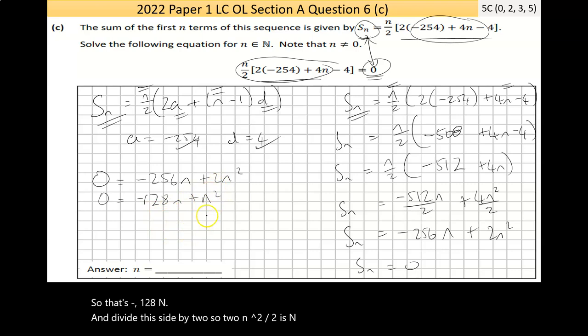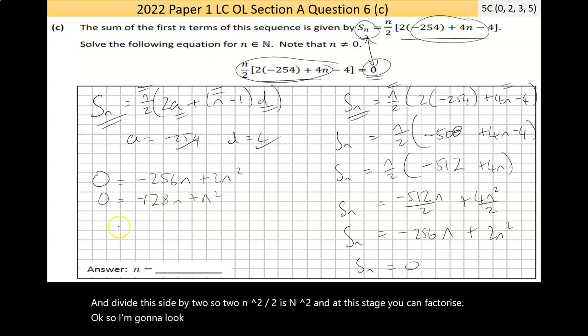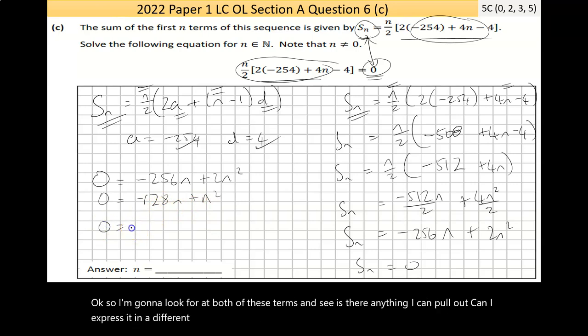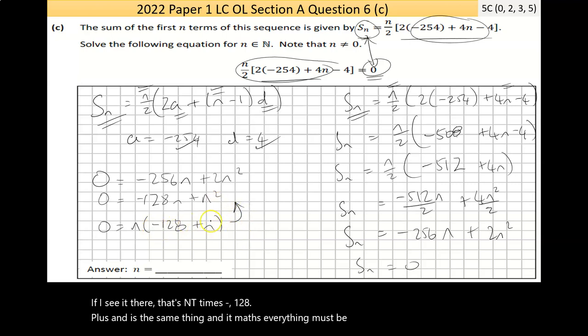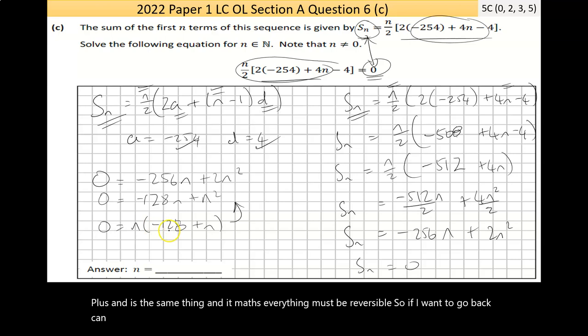At this stage, you can factorize. So I'm going to look at both of these terms and see, is there anything I can pull out? Can I express it in a different way? If I see it there, that's n times negative 128 plus n. And in maths, everything must be reversible. So if I want to go back, can I? Is n times negative 128 equal to negative 128n? It is. Is n times n equal to n squared? It is. So these are my two factors.